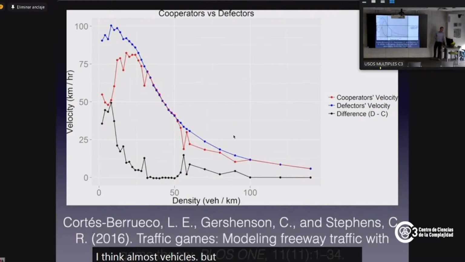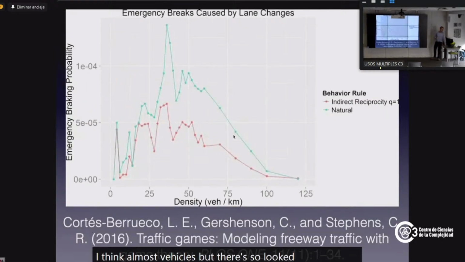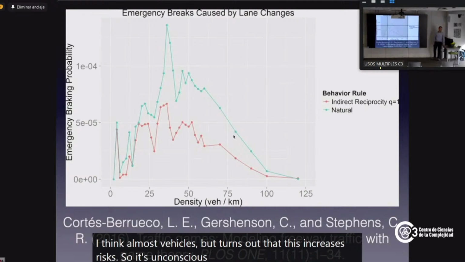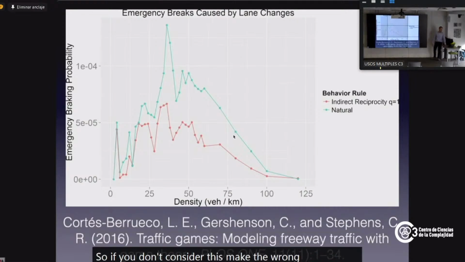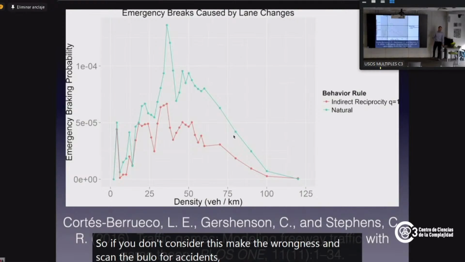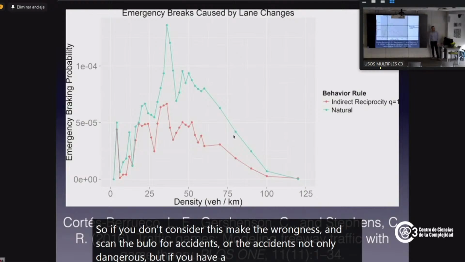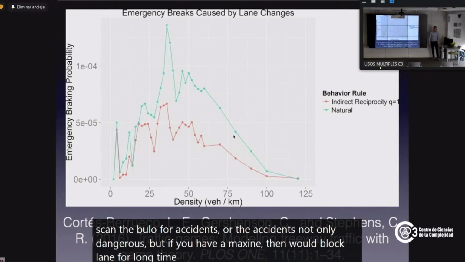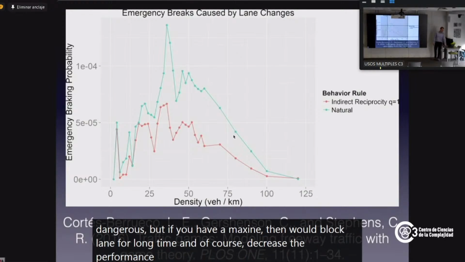But it turns out that this increases risks. So if you don't consider this, you might make the wrong assumptions and end up with lots of accidents. Of course, accidents are not only dangerous, but if you have an accident, then you will block a lane for a long time, and that, of course, decreases the performance.